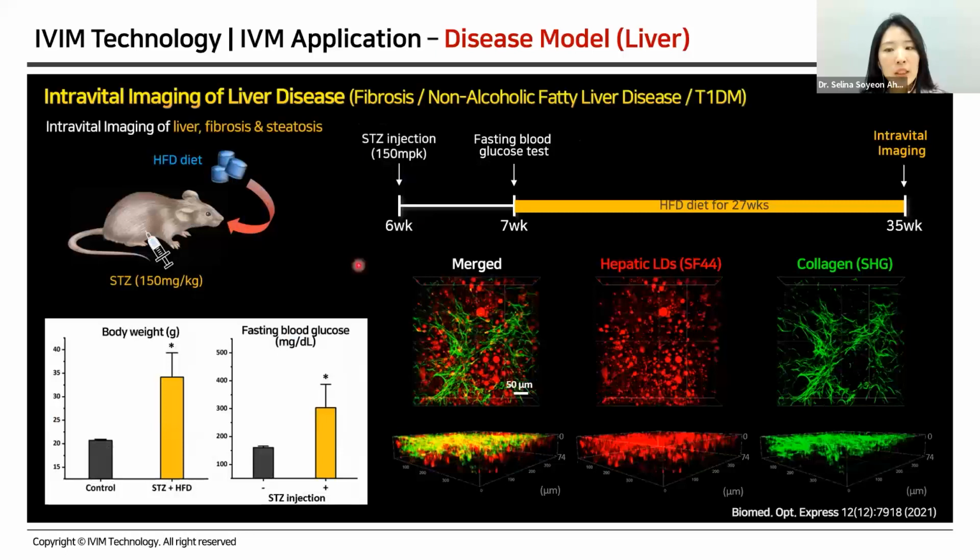And in the steatosis disease model, which was induced with 27 weeks of a high-fat diet, hepatic lipid droplets and highly fibrogenic collagen accumulated in the hepatic tissue. Especially, significant fibrogenic collagen deposition in the liver stroma, which means liver fibrosis, was successfully visualized by label-free second harmonic generation signal imaging.